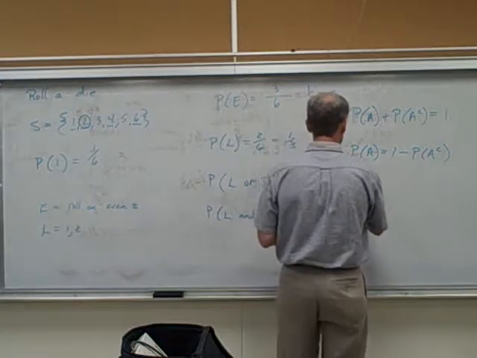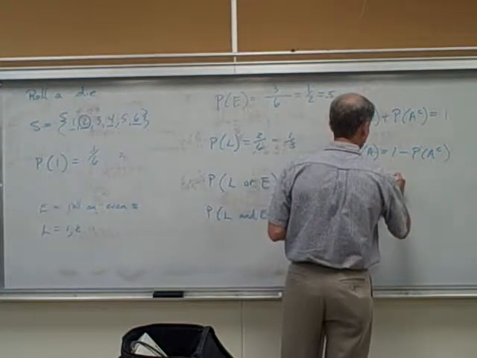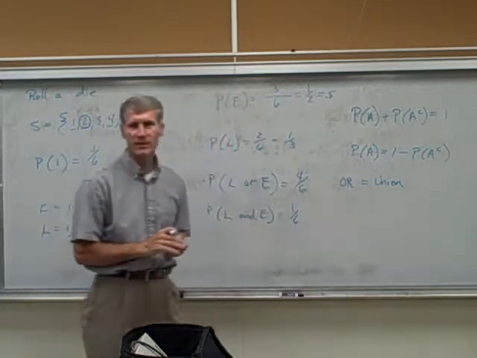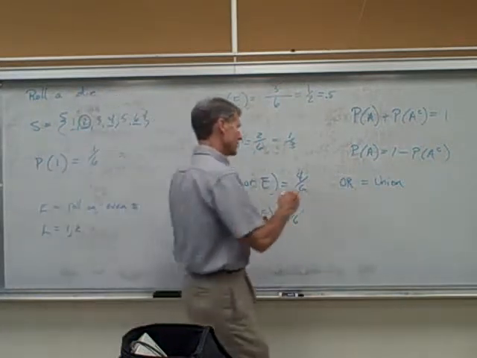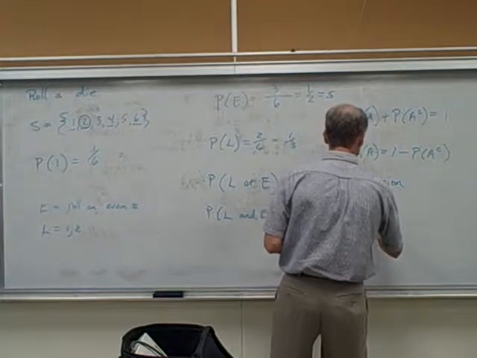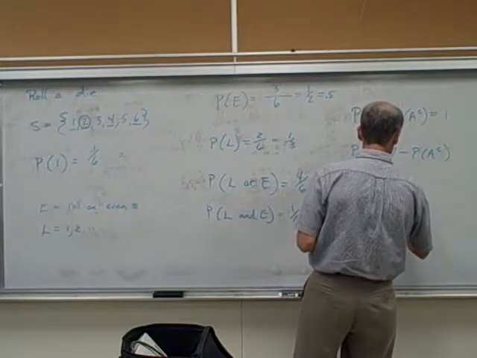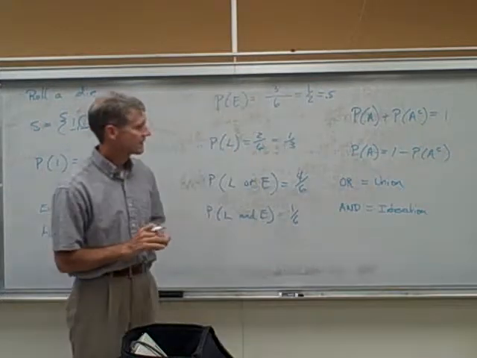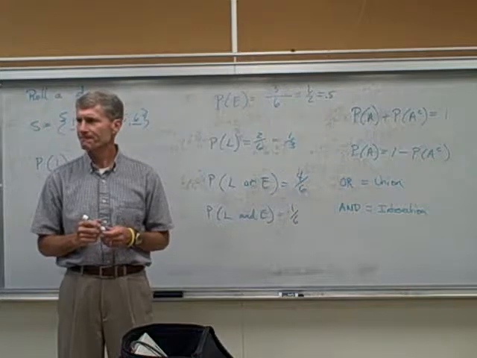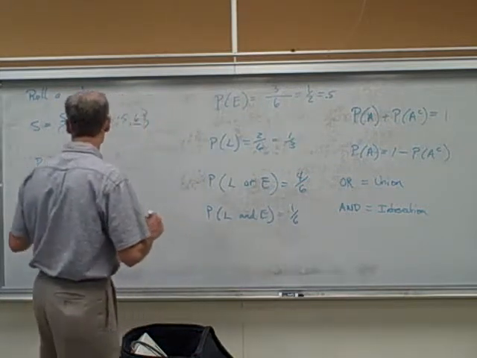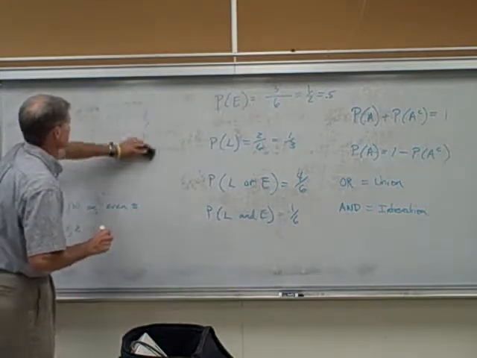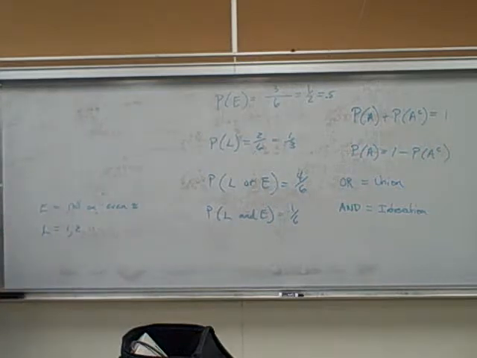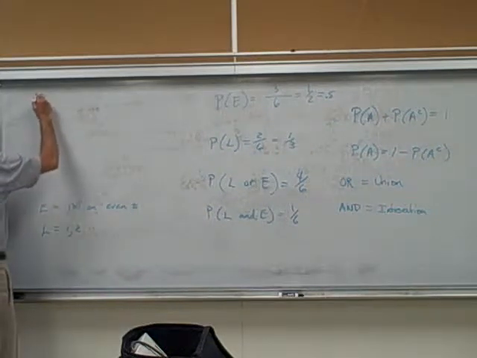Or is synonymous with union in set theory. And the word "and" is synonymous with intersection. Have you heard of those terms before? I'm erasing my sample space here, and it's too late, I already did it, but I want it back. But just look at it in your notes. I'm going to draw something called a Venn diagram.